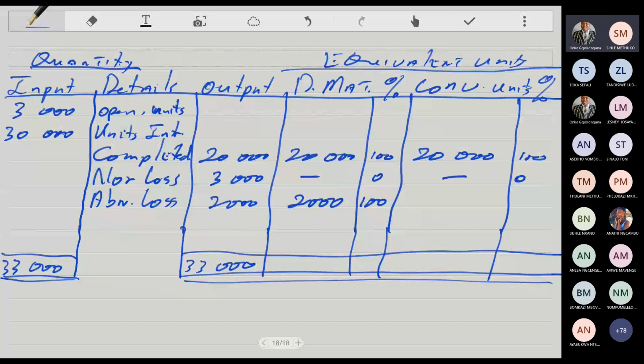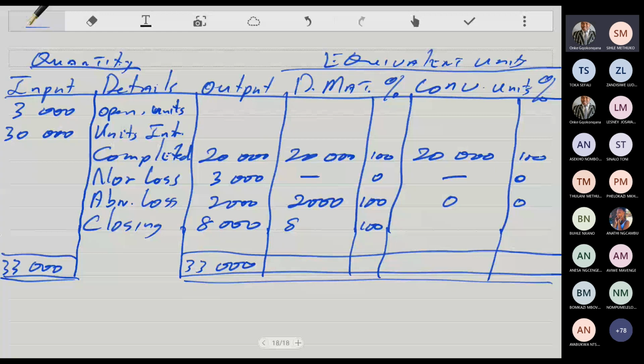Then we've got a closing working process, and we already know that our closing working process is 8,000. It's not because of the material, because all the material that we need in our production was added at the beginning. So we'll record 100% for the direct material. It's only the conversion that converted only 15%.